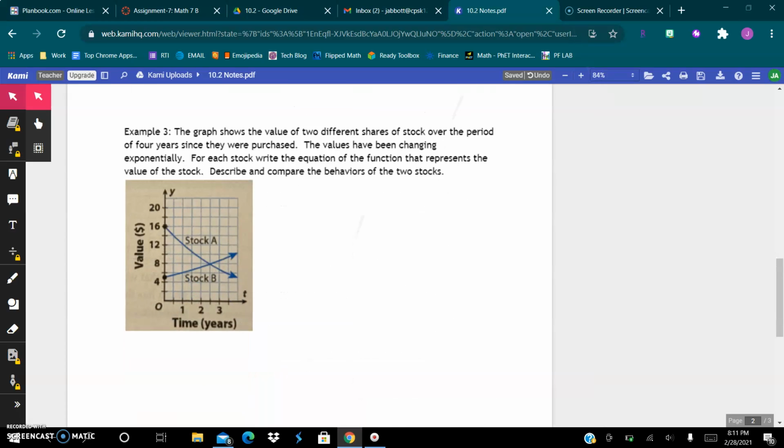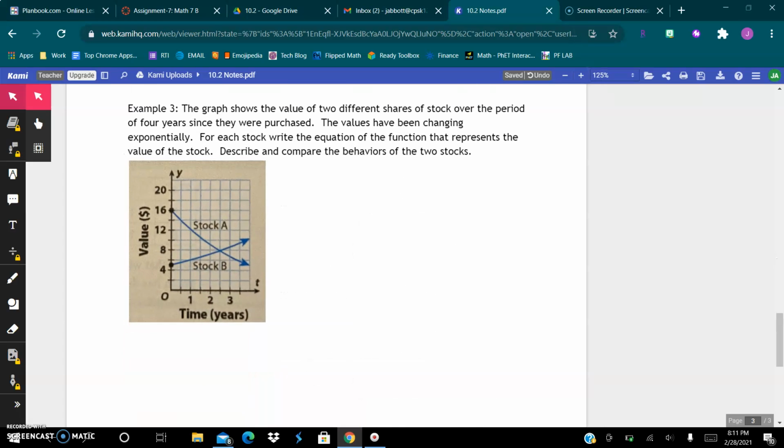We're decreasing as time goes on. All right, and then our last question says the graph shows the value of 2 different shares of stock over the period of 4 years since they were purchased. The values have been changing exponentially. For each stock, write an equation of the function that represents the value of the stock, and then describe and compare the behaviors of the 2 stocks.